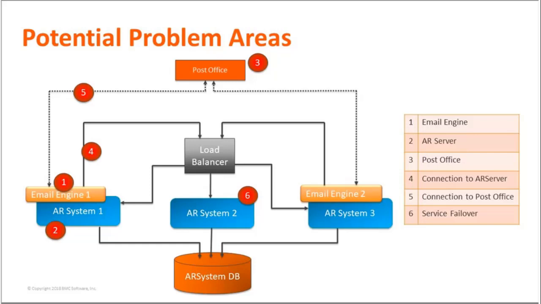The service failover operation manages the ranking and coordinates the mailboxes across the email engines in your environment. If the service failover isn't working correctly, the email engines won't know that they're supposed to be processing emails. Now, those are the 6 areas that are of potential risk, and we'll talk about several of those today.